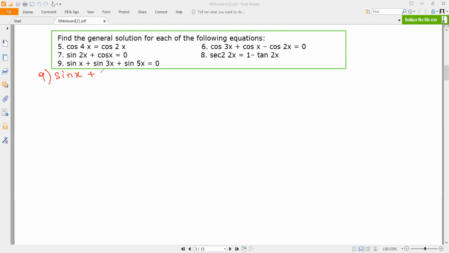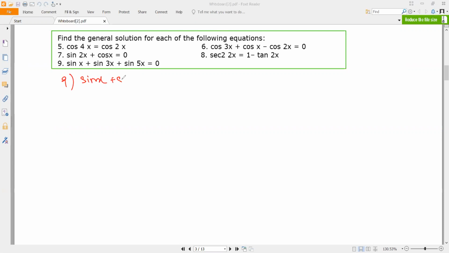Next, sin x plus sin 3x plus sin 5x is equal to 0. You can apply the sin A plus sin B formula for two of the terms. The three angles are x, 3x, and 5x. All three angles are odd angles, so you can consider any two angles. We are considering x and 5x because we might get 3x over there.